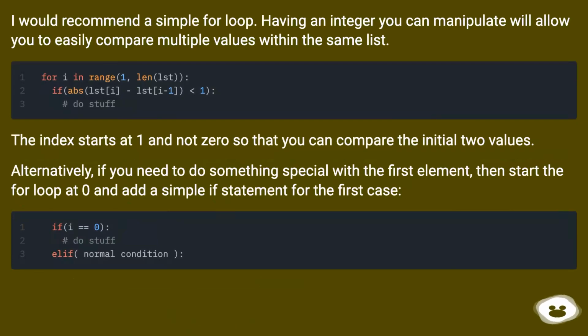I would recommend a simple for loop. Having an integer you can manipulate will allow you to easily compare multiple values within the same list. The index starts at 1 and not 0 so that you can compare the initial two values.